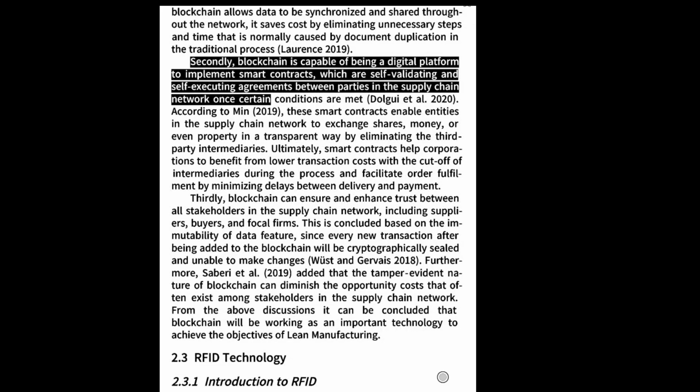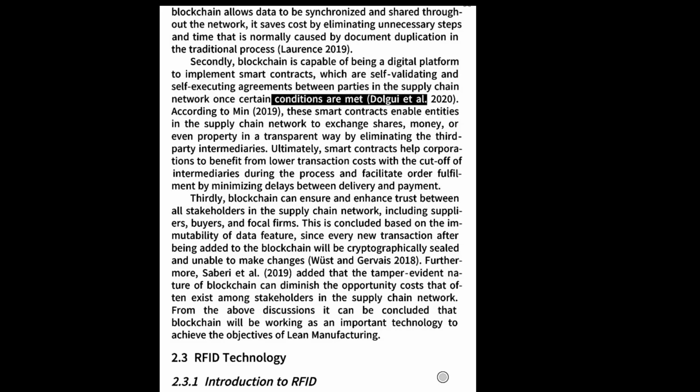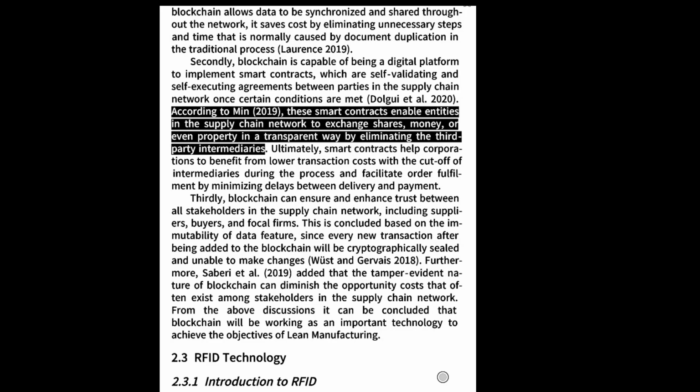Secondly, blockchain is capable of being a digital platform to implement smart contracts, which are self-validating and self-executing agreements between parties in the supply chain network once certain conditions are met. Chen et al. 2020. According to Mint 2019, these smart contracts enable entities in the supply chain network to exchange shares, money, or even property in a transparent way by eliminating the third-party intermediaries.